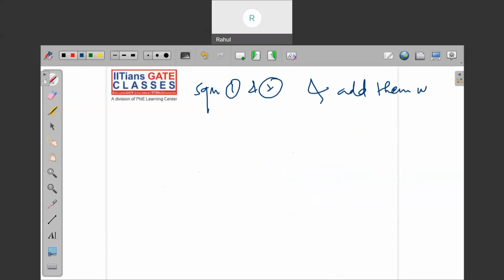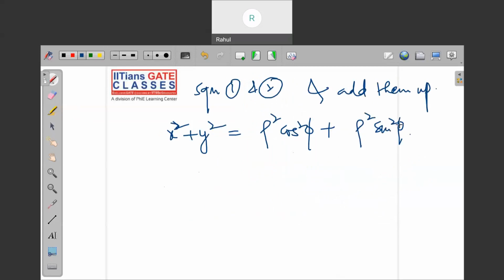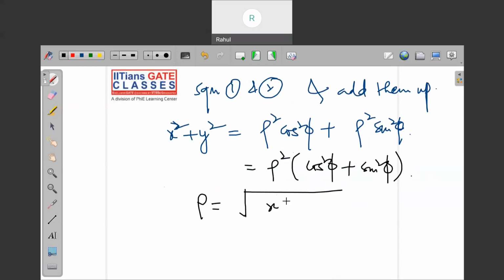Okay, so what we can do, x square plus y square is equal to rho square cos square phi plus rho square sine square phi. Now as we know that rho square is common here, so cos square phi plus sine square phi. So here rho equal to what? Under root x square plus y square.